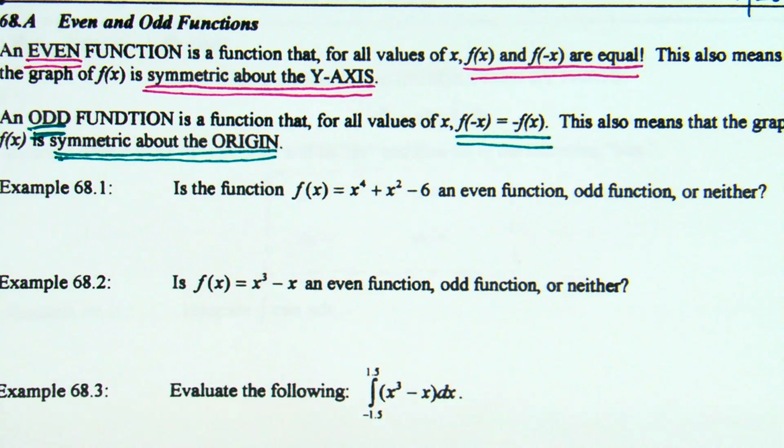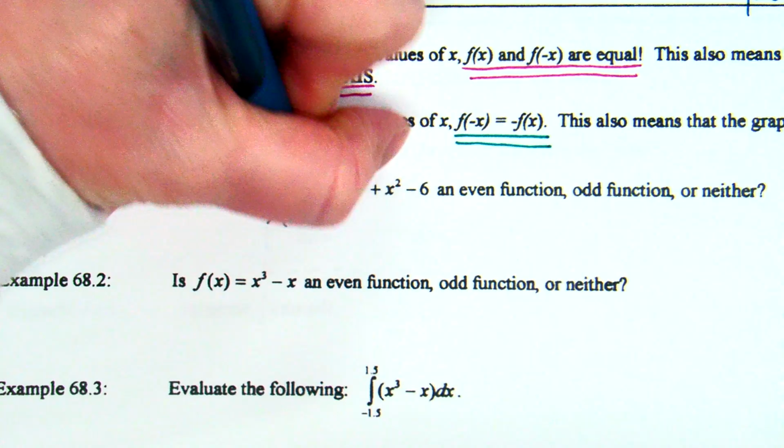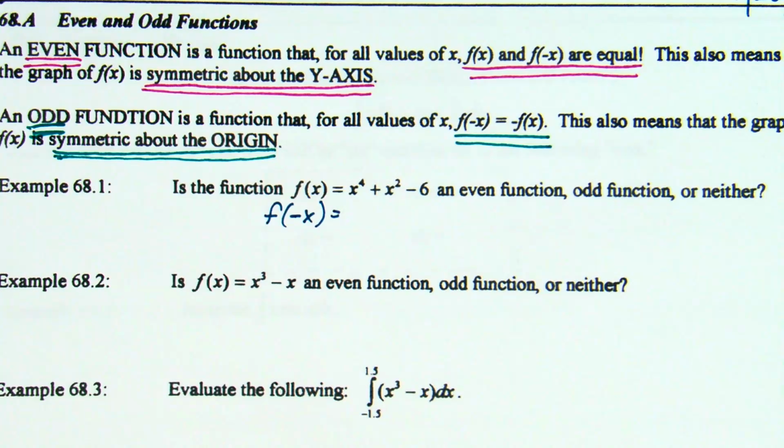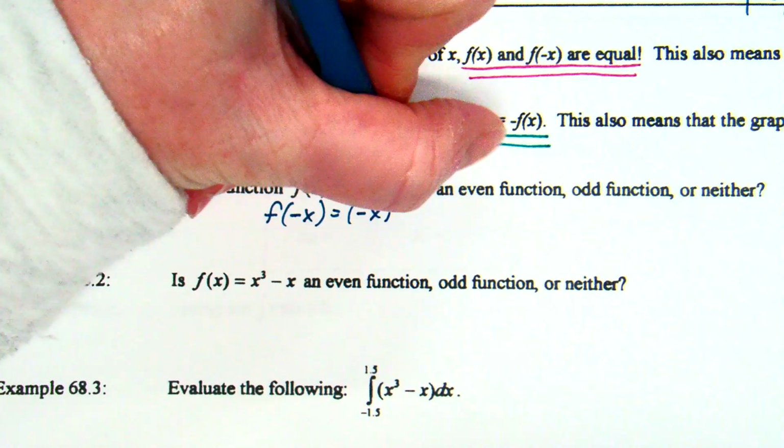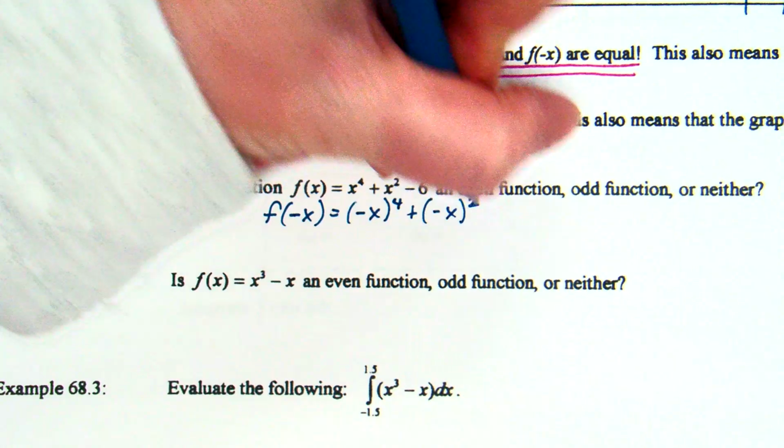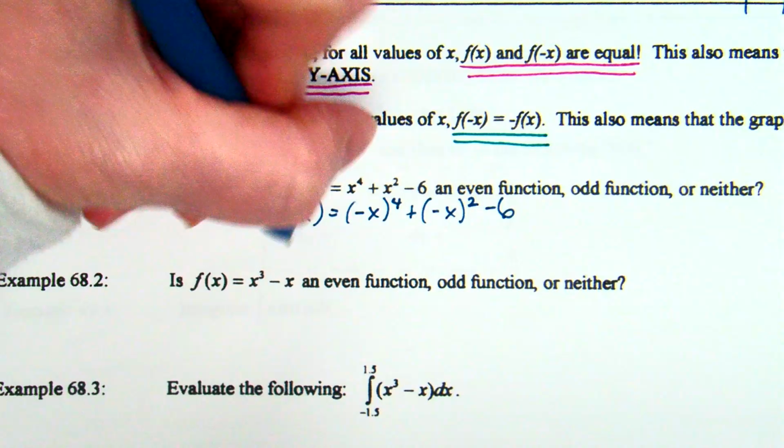Okay, so one option is we can look at algebra. I know an idea of what an x to the 4th graph looks like, but specifically what this one looks like, I don't know until I graph it on the calculator. So I can use algebra. If I'm using algebra, we start by finding f of negative x. So if I'm finding f of negative x, that means every place there is an x, we replace it with negative x. So x to the 4th means we're going to go negative x to the 4th. X squared means I'm going to go negative x to the 2nd, minus 6.